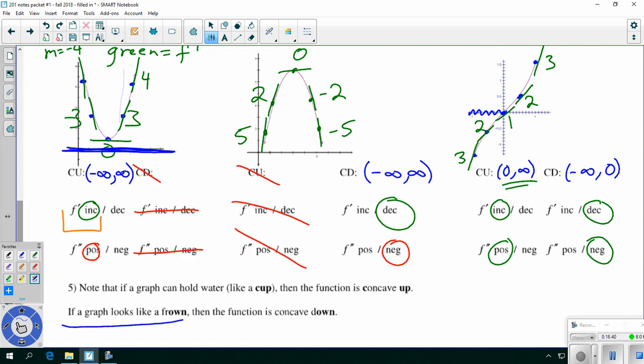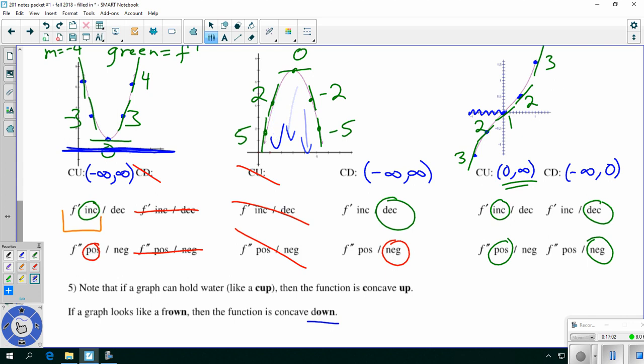If a graph looks like a frown, then the function is concave down. You see what I did there? I'm clever. So take a look at this frown right here, very sad, sad parabola. And if you were to try to put water in here, it would just dribble right back out. It is definitely not a cup, it is a frown. And so that graph is concave down the entire time.